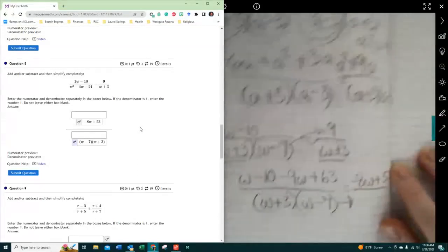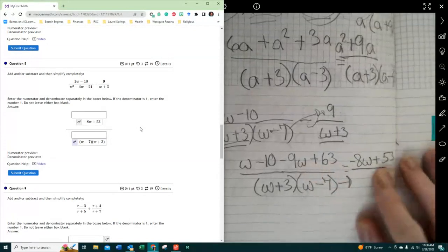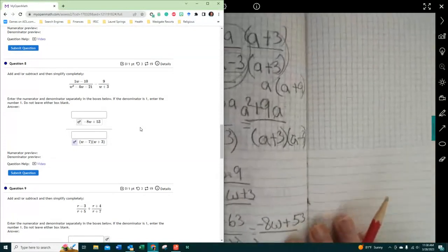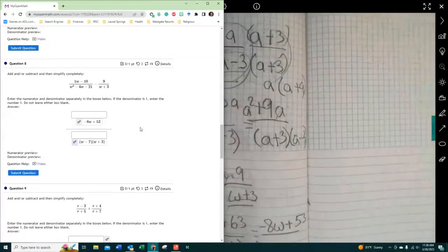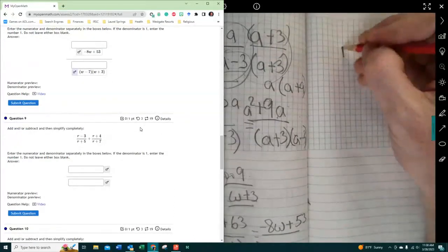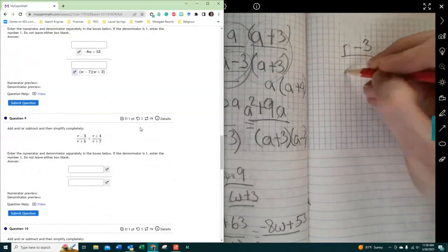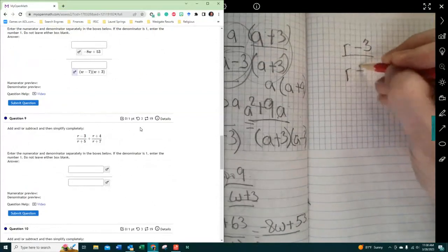But you should get the idea that all we're doing is combining like terms because we have common denominators. Now we go on to question number 9. We don't have to factor anything, so all we have to do is cross multiply like we did earlier on some of those other problems.